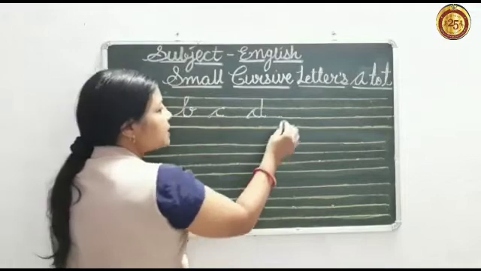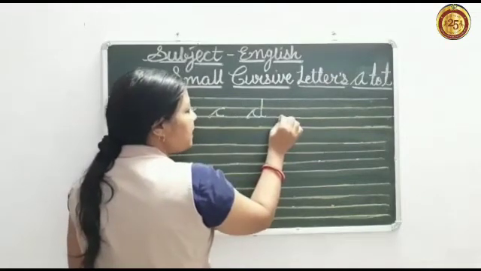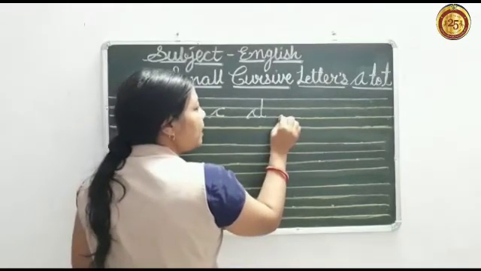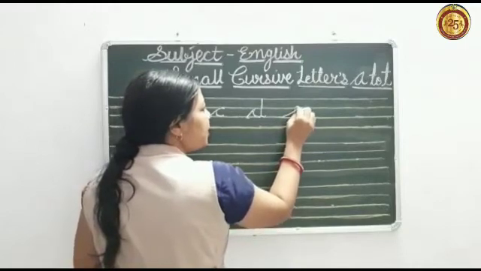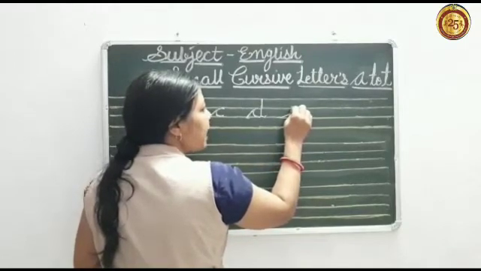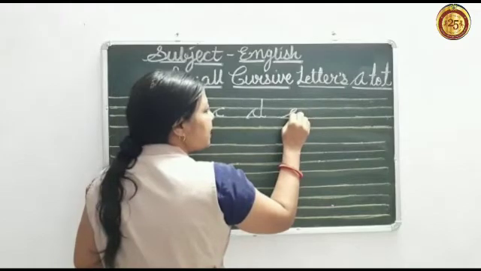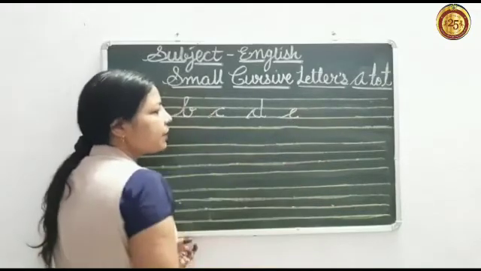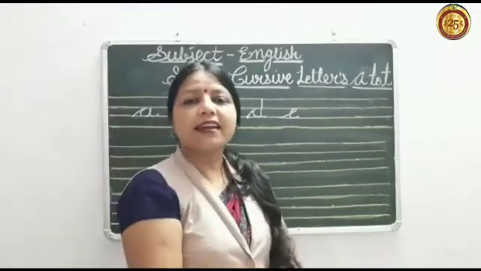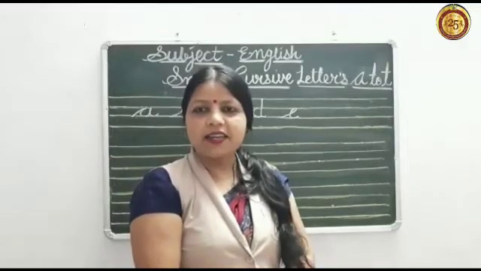We will write here small cursive letter E. Put your pencil here on second blue line. Take it upward, touch the first blue line, bring it back like this. Touch the second blue line and make a curve. This is small cursive letter E. E for elephant, E for egg.